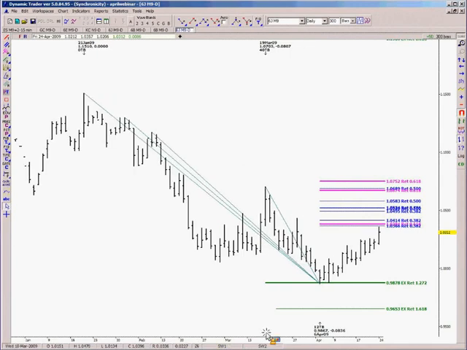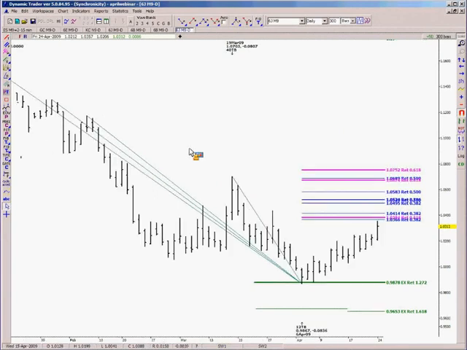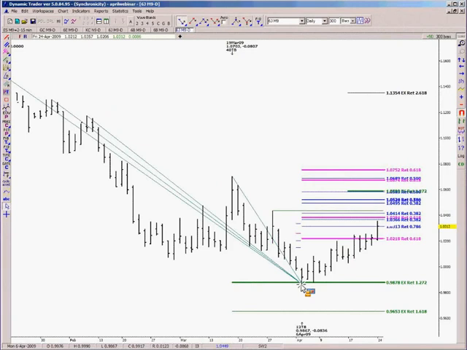Okay, so now what about extensions? Where would extensions come in? So let's see. From the larger swings, the extensions came in way above the market, so those really aren't relevant. And let's try some of these extensions here. I've got a high to a low, and you'll see the 1272 extension comes in a bit above here.